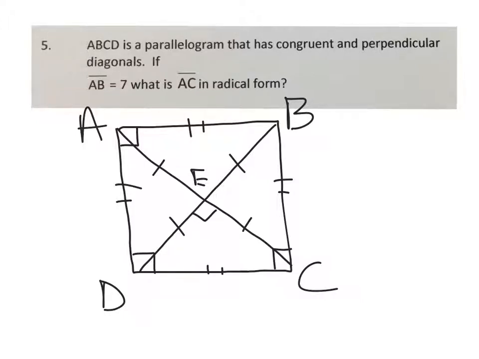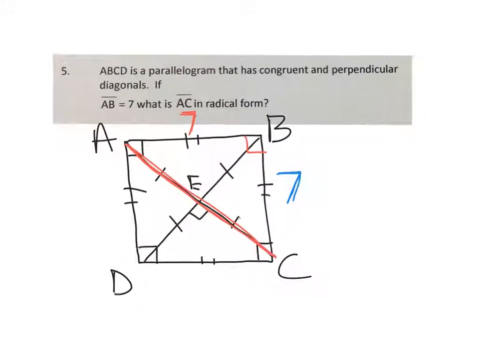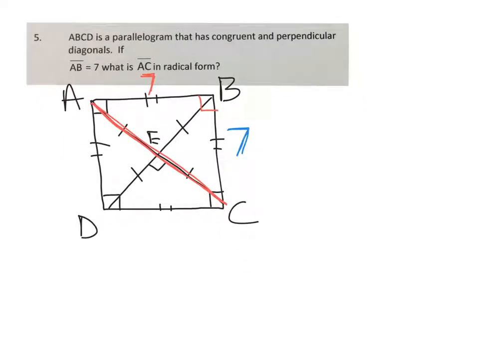Now we're told that AB is 7 units long, and we want to know what the length of AC is in radical form. Okay, so this requires us to do some memory, and if you remember correctly, in a square all sides are equal, of course. So we can apply our buddy Pythagoras in order to figure out what the length of that hypotenuse is. 7 squared plus 7 squared equals AC squared.